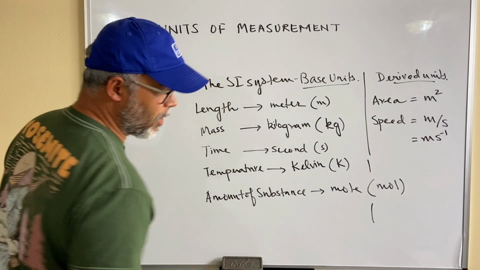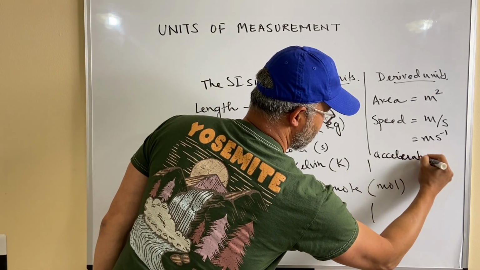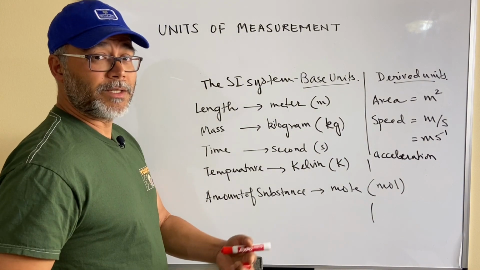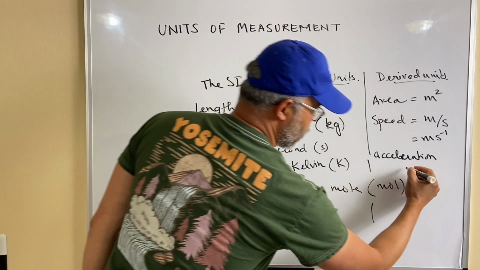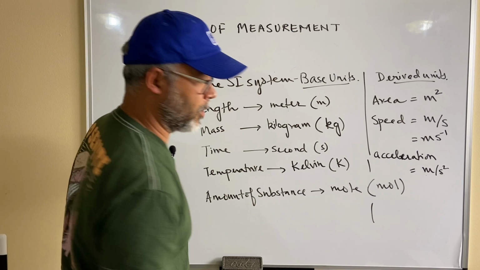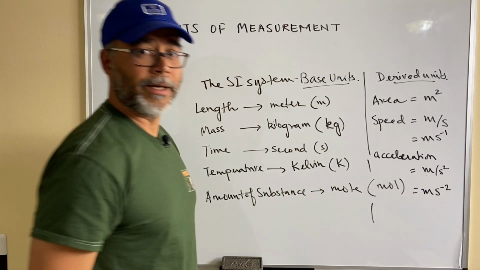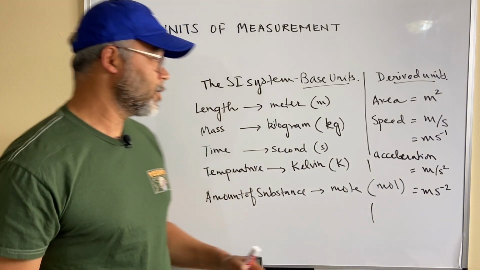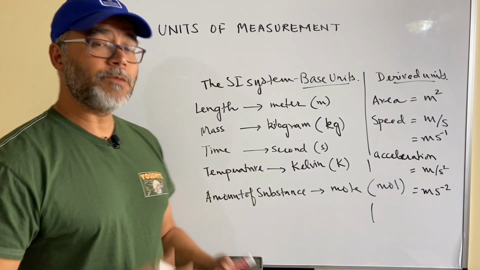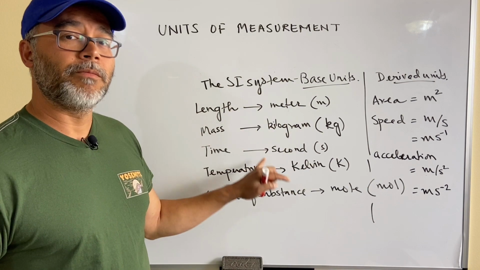Another example of a derived unit could be acceleration, which takes it one step further. Acceleration is the rate of change of velocity, or the rate of change of speed, right? So that is going to be equal to meters per second squared, which is equal to meter second to the -2. Over the course of our studies, we will see not just the base units, but a whole bunch of derived units. And just be aware that all the derived units derive from these foundational base units.